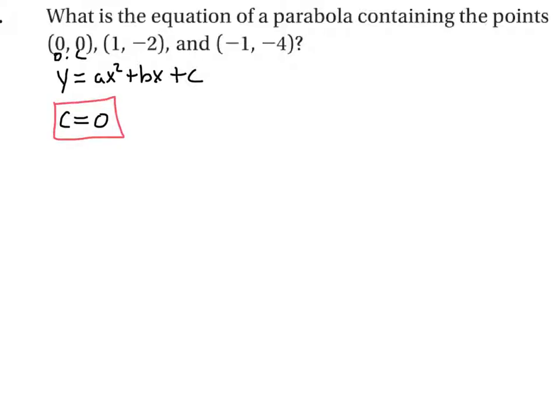Now we want to use our first point here. I'm going to call that equation 1, and I'm going to plug that point into standard form. So I get negative 2 equals a times 1 squared plus b times 1 plus 0. Where did I get that 0 from? That's what c is. So we simplify this down and get negative 2 equals a plus b.